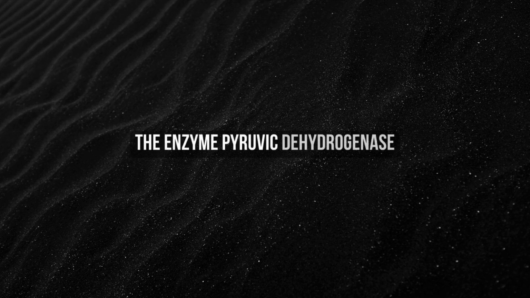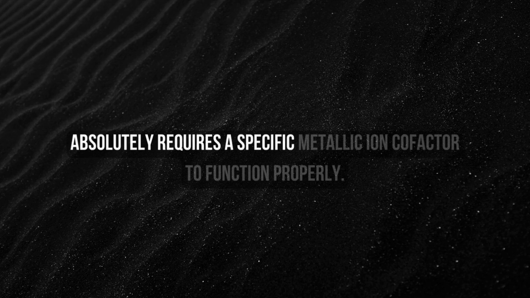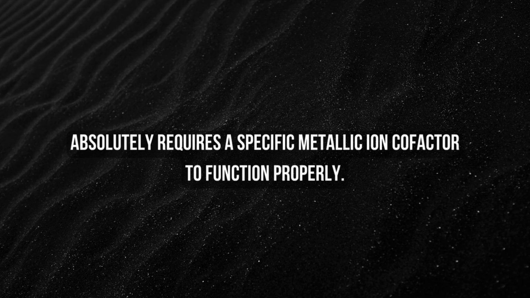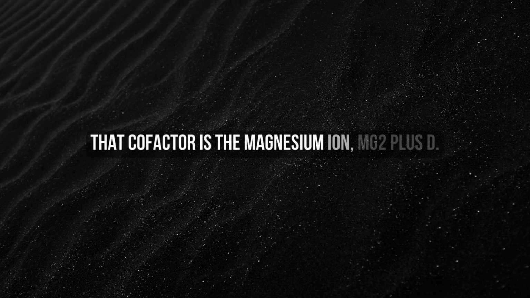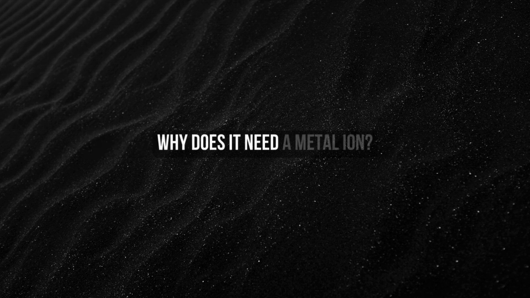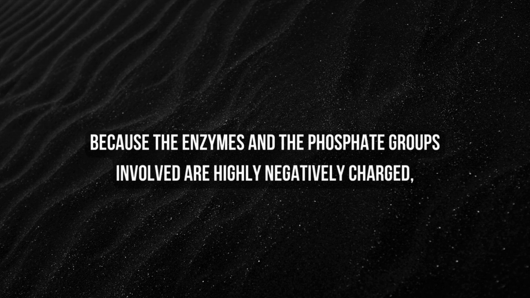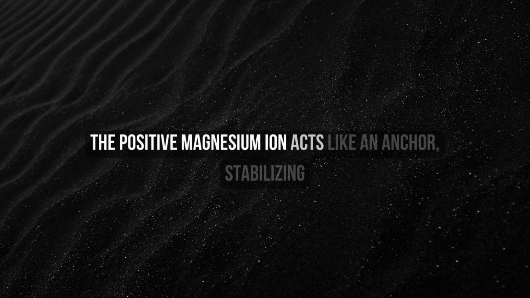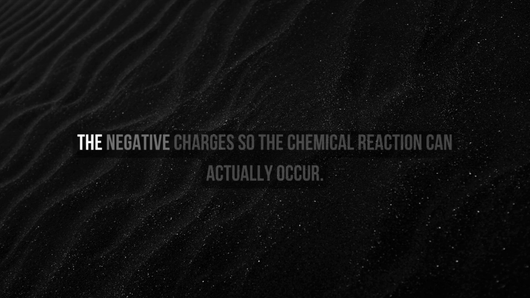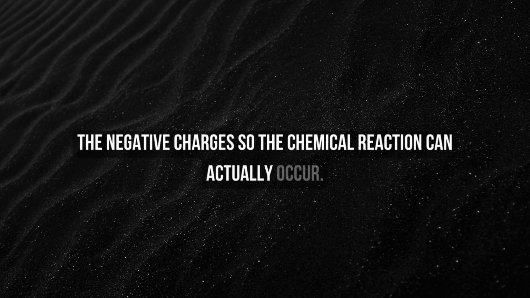The enzyme pyruvic dehydrogenase absolutely requires a specific metallic ion cofactor to function properly. That cofactor is the magnesium ion, Mg2+. Why does it need a metal ion? Because the enzymes and the phosphate groups involved are highly negatively charged, the positive magnesium ion acts like an anchor, stabilizing the negative charges so the chemical reaction can actually occur.